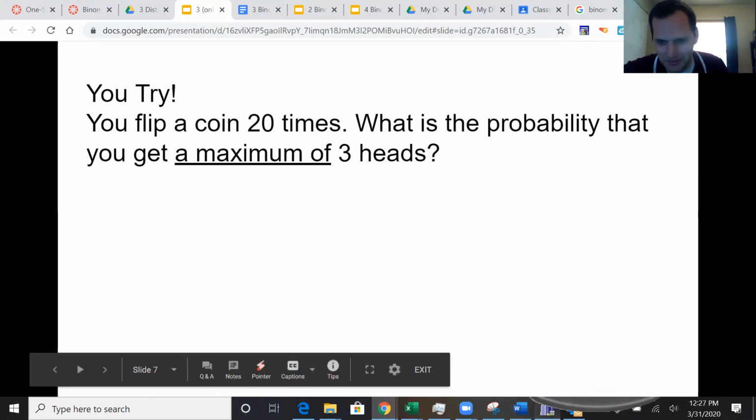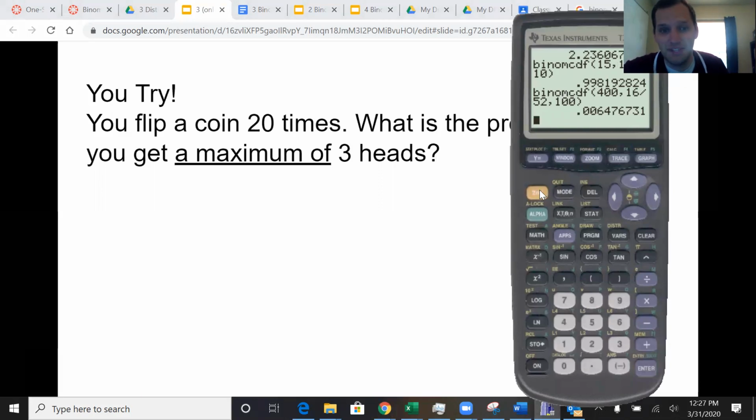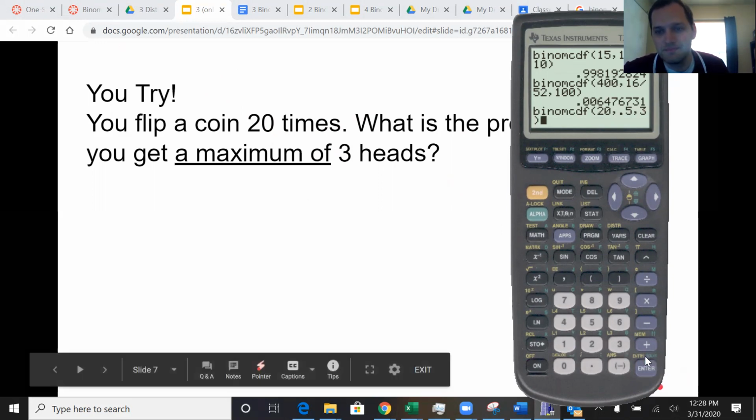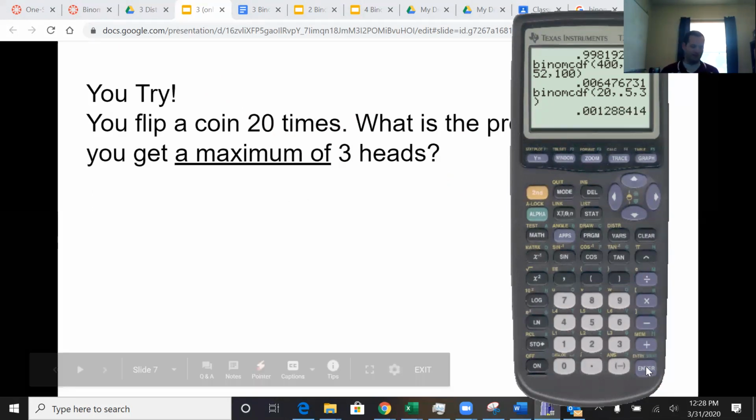We are going to get our handy dandy calculator. This is going to be a CDF function. And we have 20 coins, comma, that's how many times we're going to flip. What's the probability for each one? 0.5. And what is the maximum number of heads that we want? 3. Okay. Hit enter. It's a 0.1% chance.